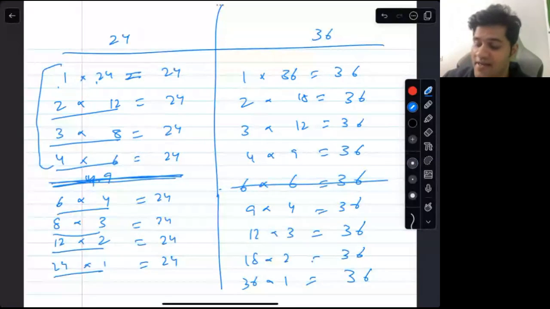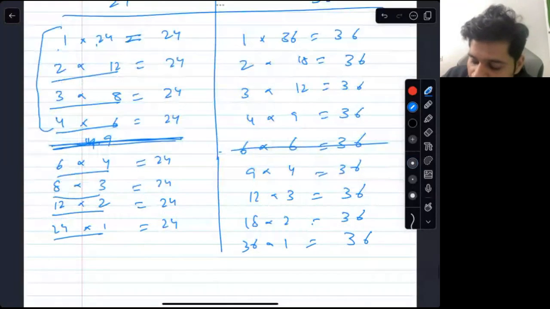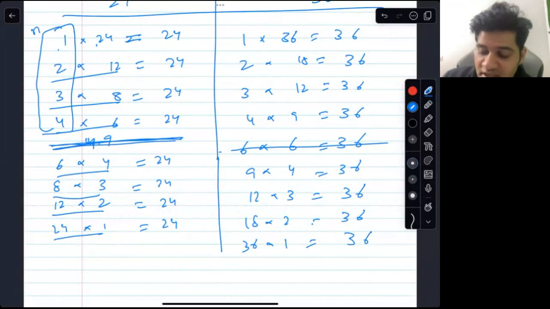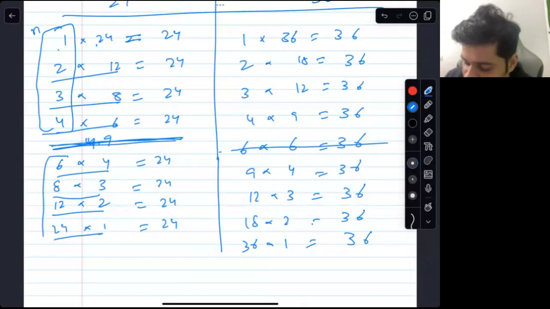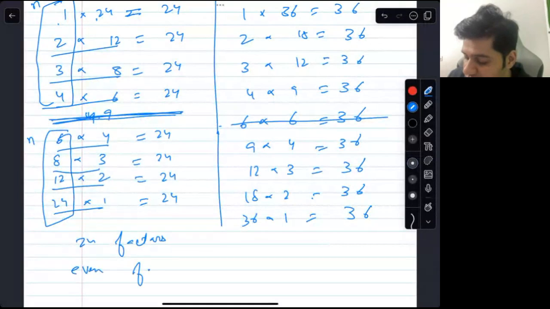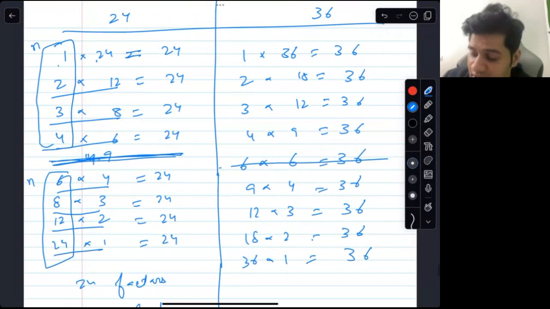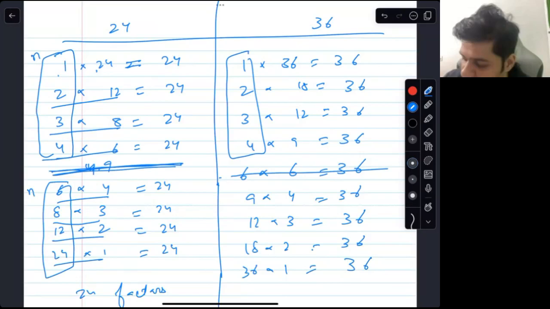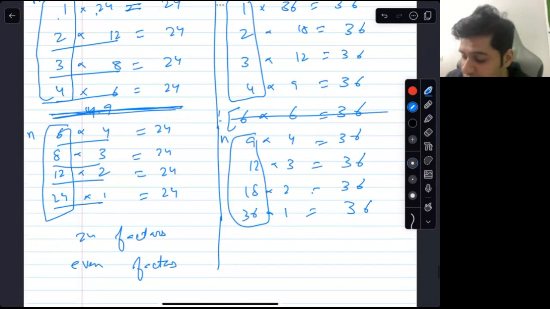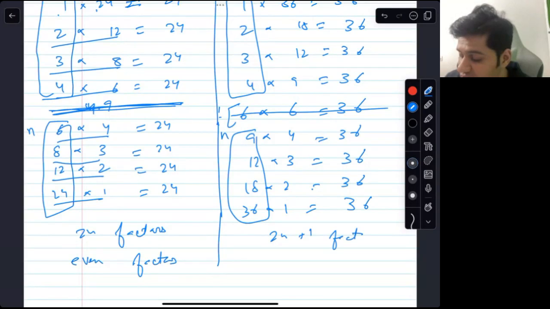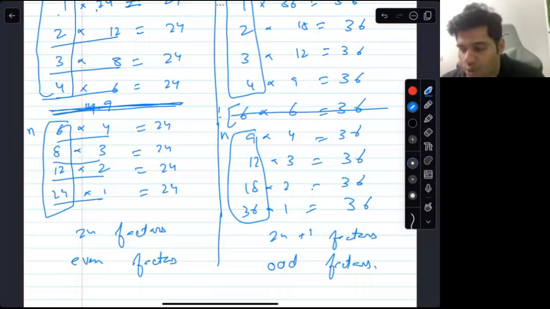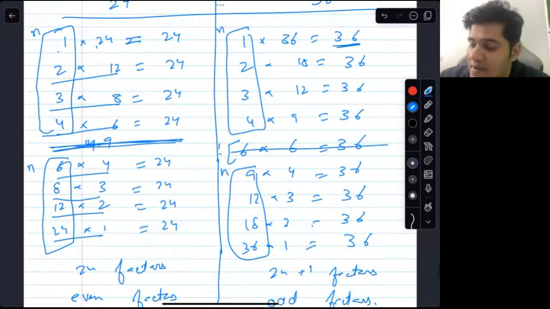The important thing here is, let us say there are n factors before the square root. So n factors after the square root. So 2n factors, or an even number of factors. And for 36, if this is n, and this is 1, so 2n plus 1 factors, which is an odd number of factors. So perfect squares.